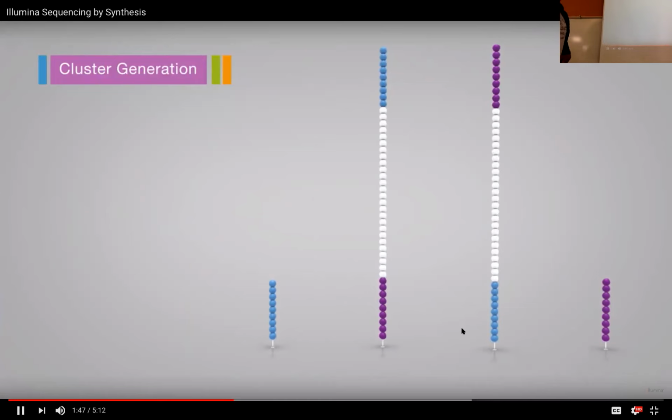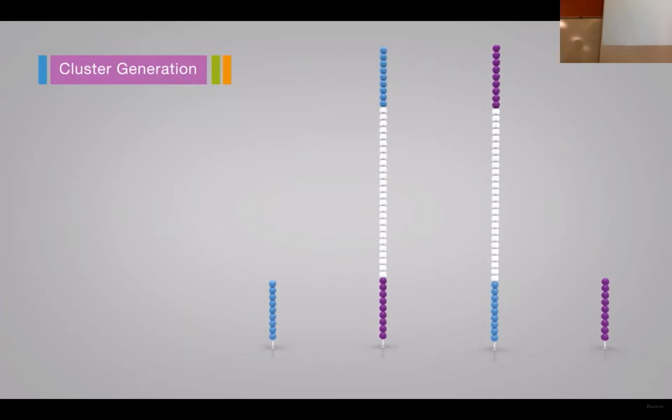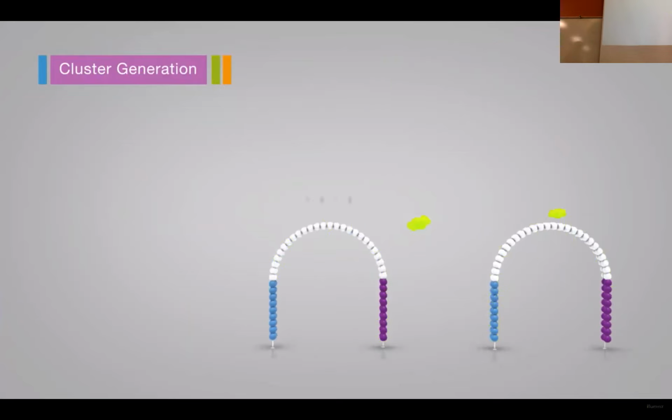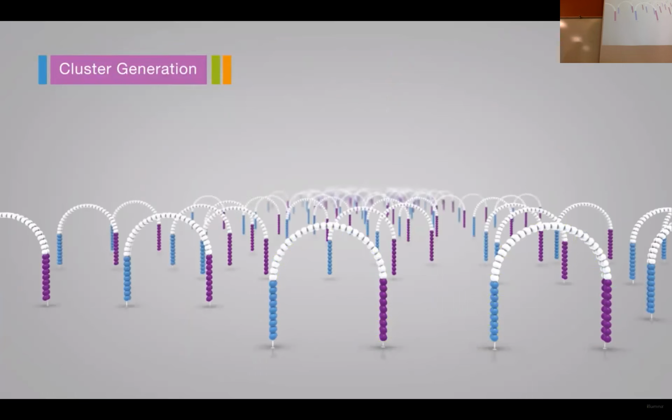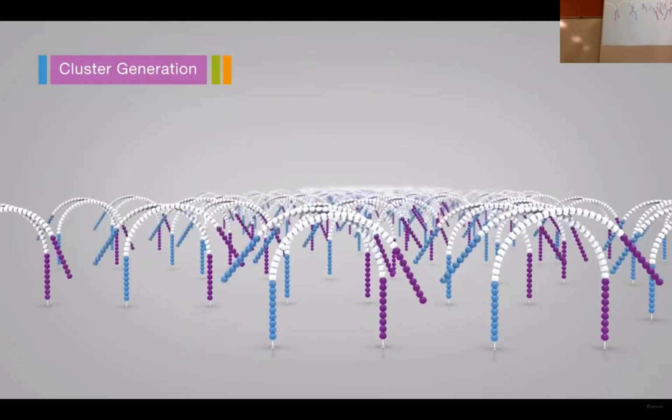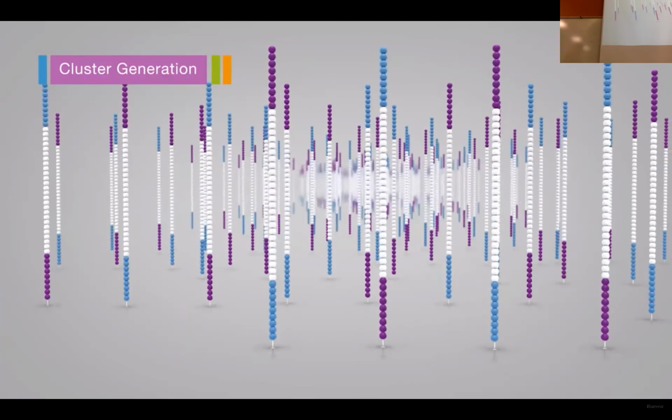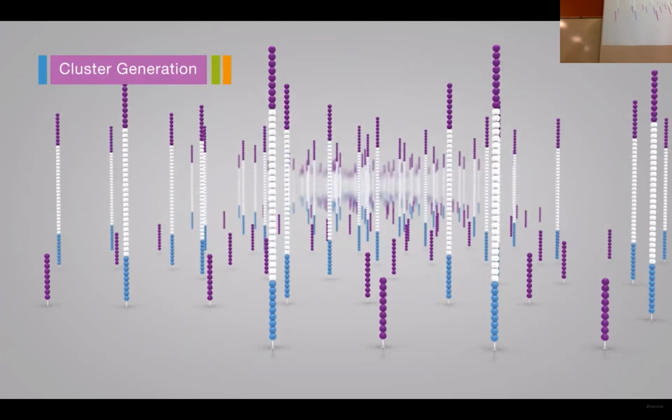That are tethered to the flow cell. The process is then repeated over and over and occurs simultaneously for millions of clusters, resulting in clonal amplification of all the fragments. After bridge amplification, the reverse strands are cleaved and washed off, leaving only the forward strands. The 3' ends are blocked to prevent unwanted priming.